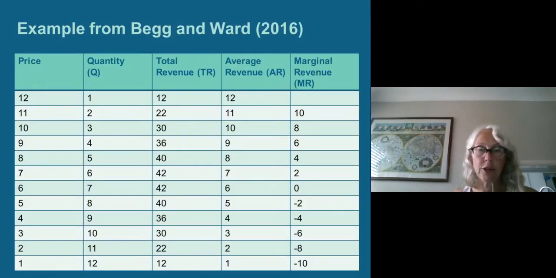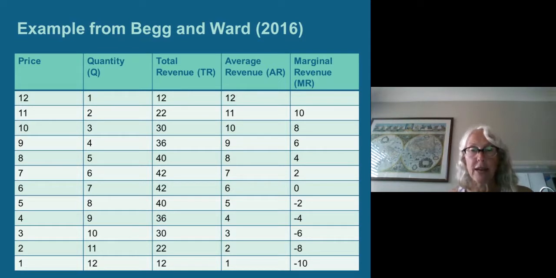So if we look at this example from the Begg and Ward book, if you want to read more about this, go and have a look at that chapter. So we've got our first column, the price. At the highest price here of 12, we sell one ticket, let's say, whereas at the bottom of that scale, at the price of £1, we are selling 12 tickets. So there's this price quantity relationship, so we will usually sell more at the lower price.